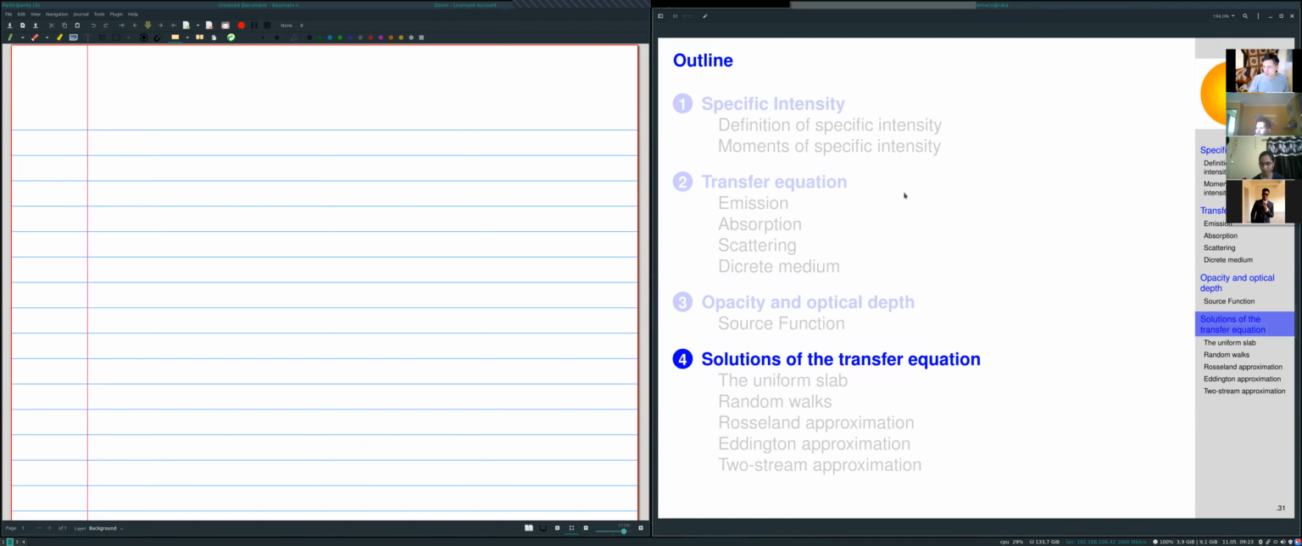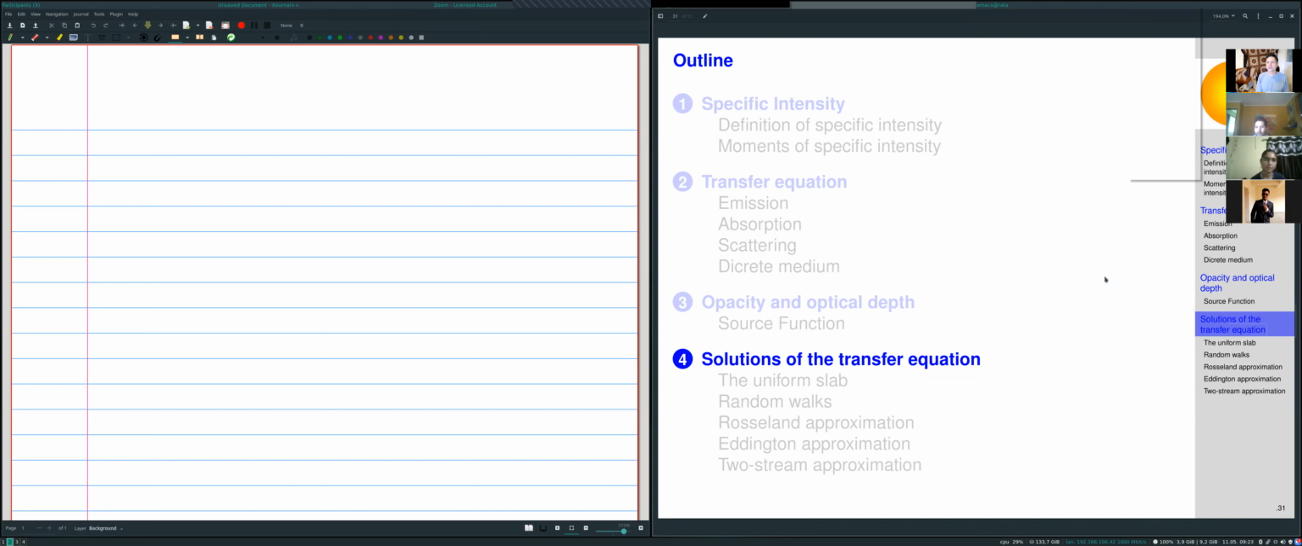Great. So we were looking at the Rosseland approximation. Let's briefly summarize for Nitya's benefit. So Nitya, if there's anything in my summary where you have questions, please stop me. Do not hesitate.